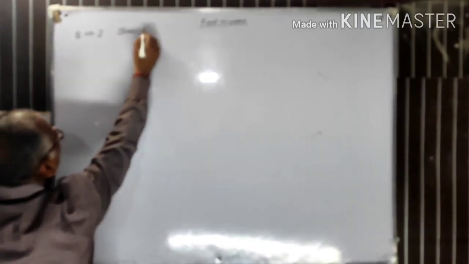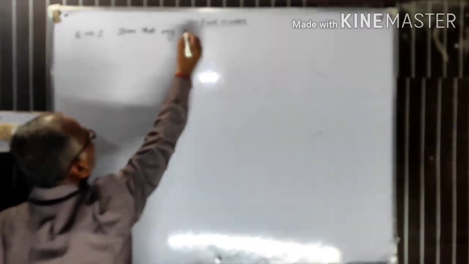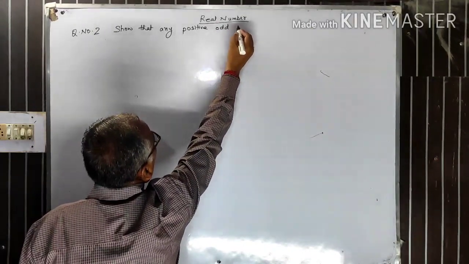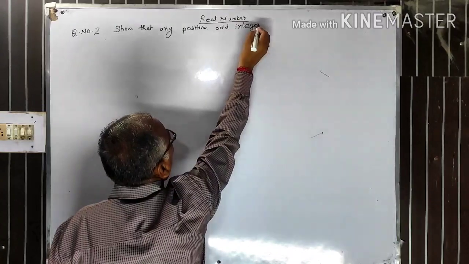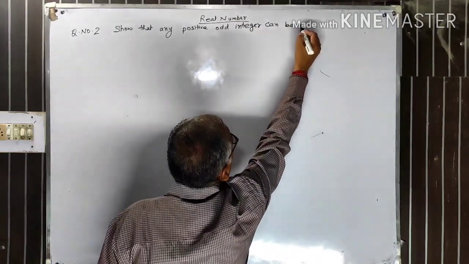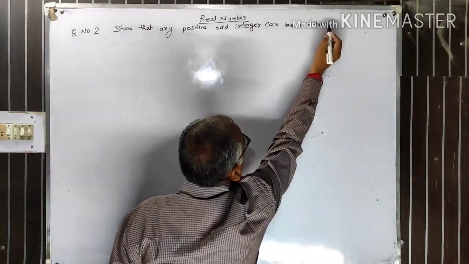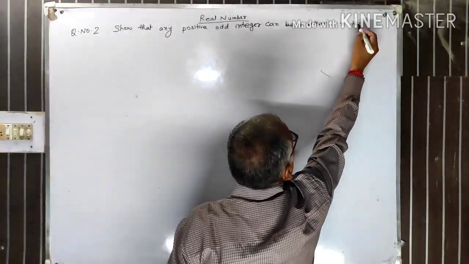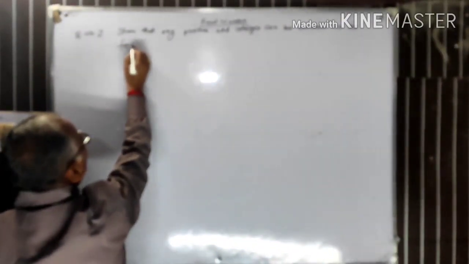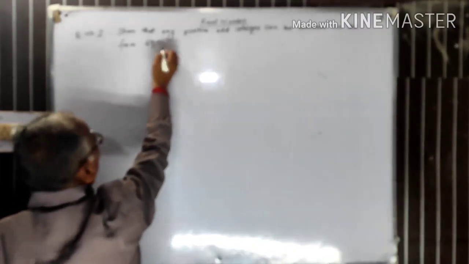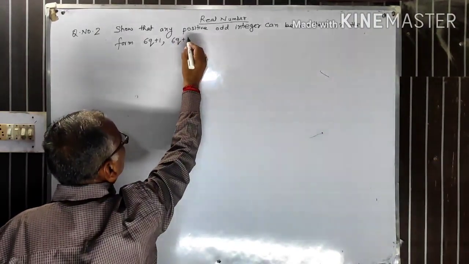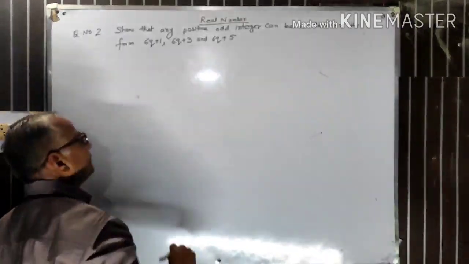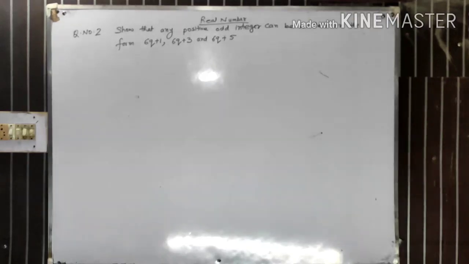show that any positive odd integer can be written in the form 6q plus 1, 6q plus 3 and 6q plus 5.